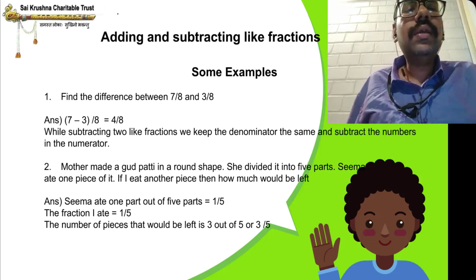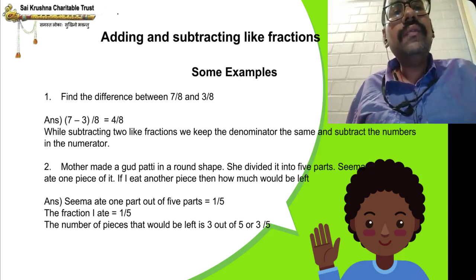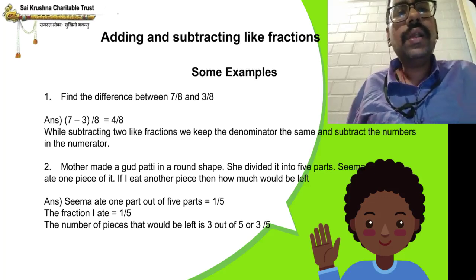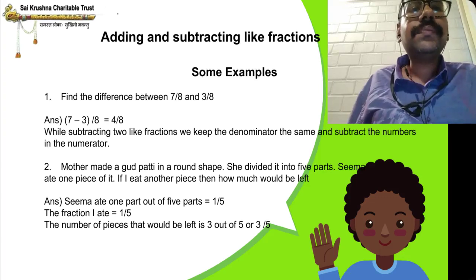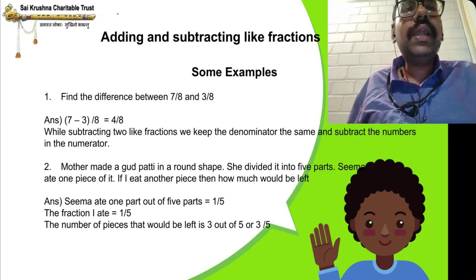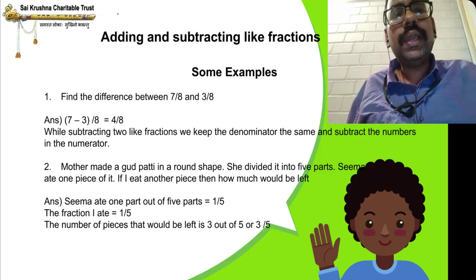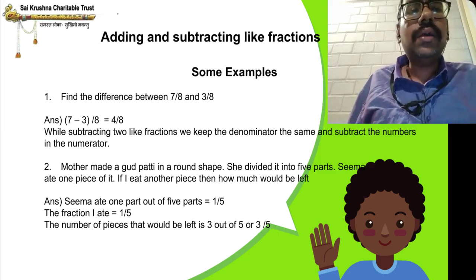Now, find the difference between 7 by 8 and 3 by 8. What you have to do? Subtraction, addition, or multiplication? I told you, when the term difference comes, you have to do subtraction. Okay. We'll do subtraction of the fractions. 7 by 8 minus 3 by 8. So 8 is the common denominator.